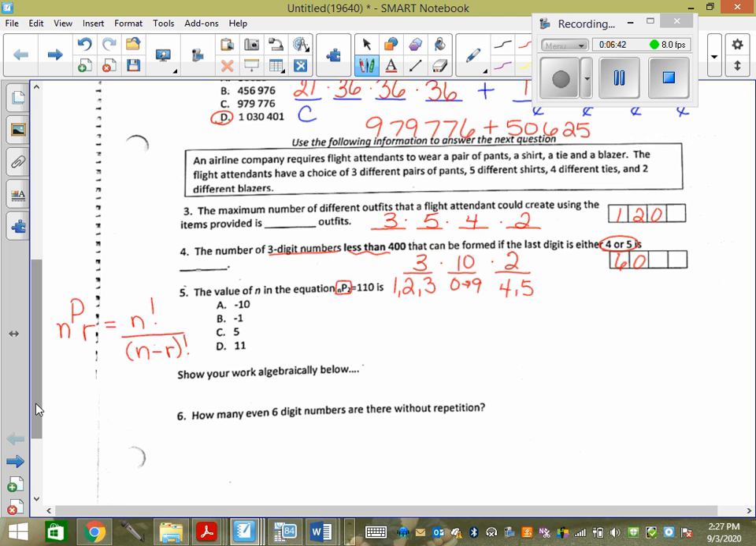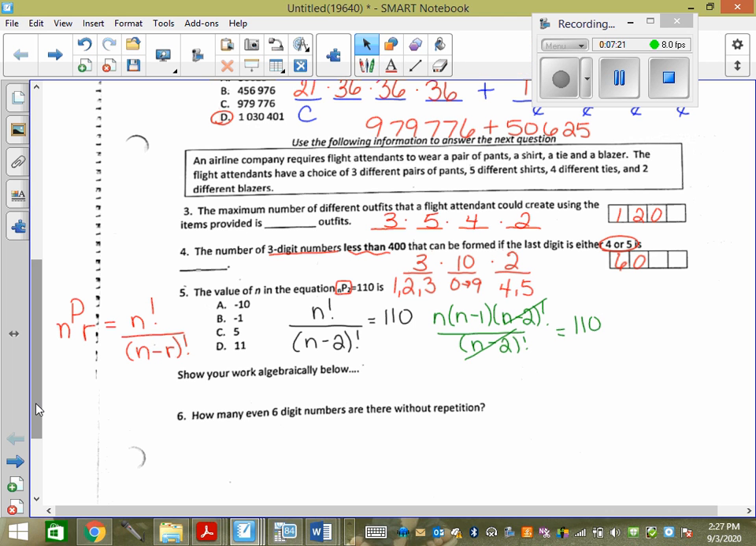So n is going to go in for n, and 2 is going to go in for r. So we're going to do n factorial over n minus 2 factorial equals 110. I'm going to show it to you the algebraic way. Do I understand you probably just punched it in? Yep, because I set you up for that with the multiple choice. So n factorial is the one we're going to expand because it's the bigger one. So we get n times n minus 1 times n minus 2 factorial over n minus 2 factorial equals 110. Those cancel, and then I distribute.